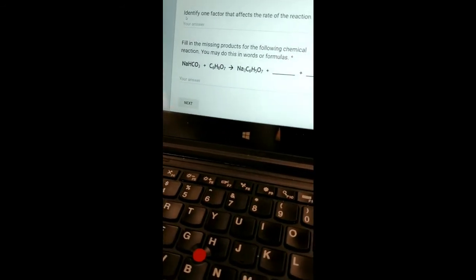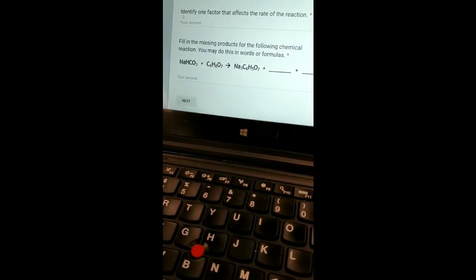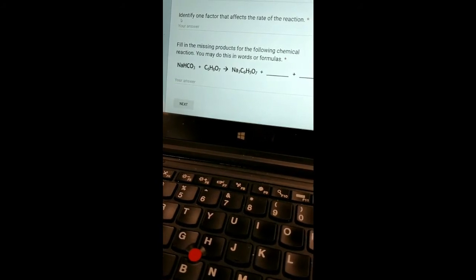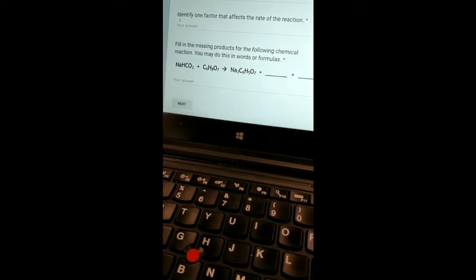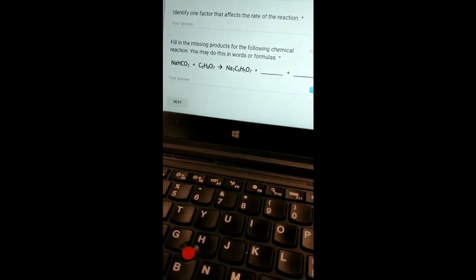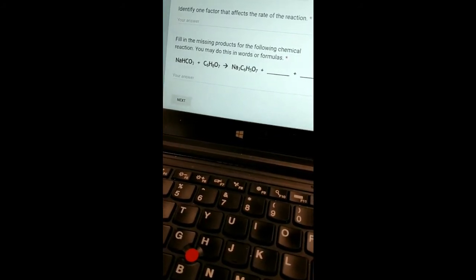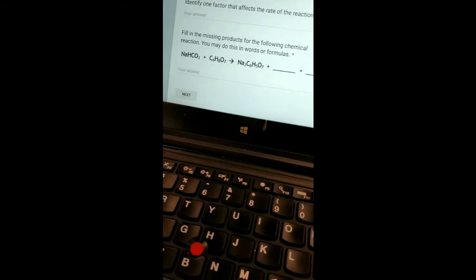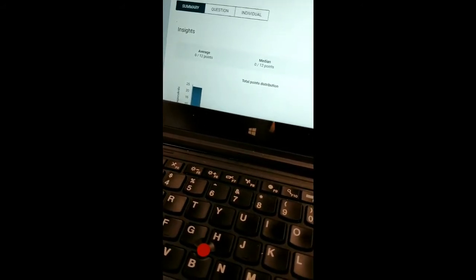Whenever the students have to do any kind of explanation, I find it's a lot easier to just do it on a Google Form. That way I don't have to worry about reading their handwriting, so I tend to do it on here more. It takes a little less time to grade. Then I gave them a survey after.